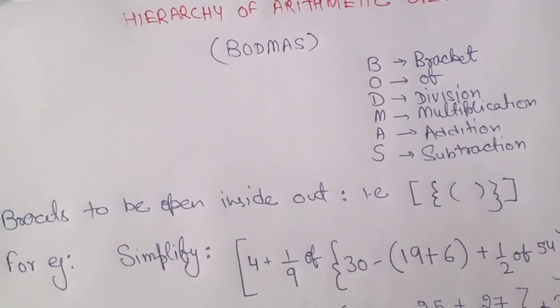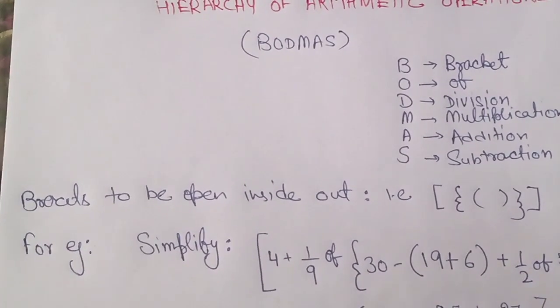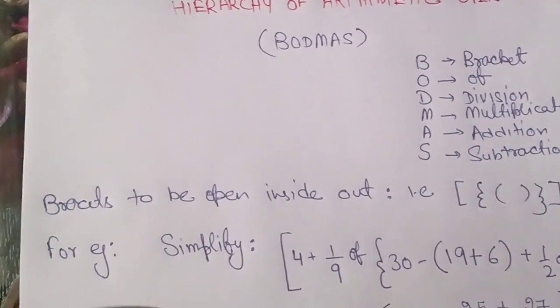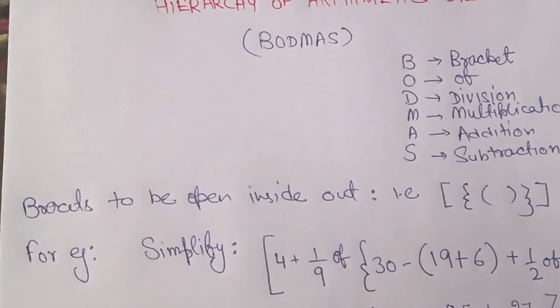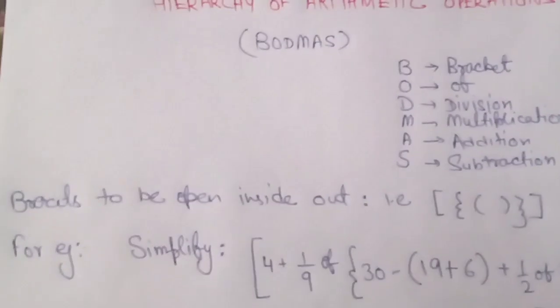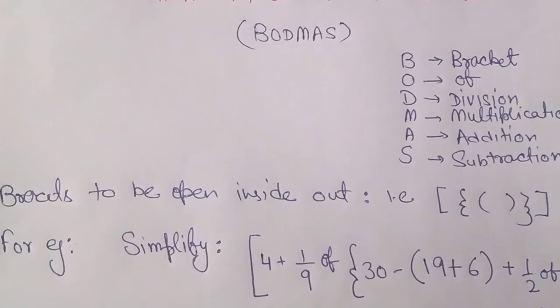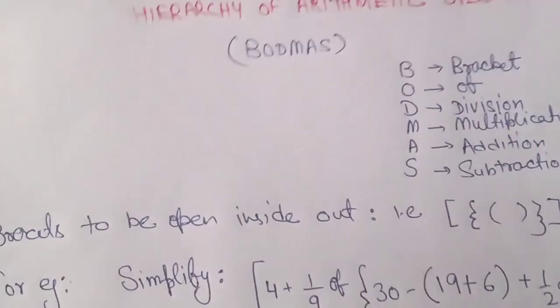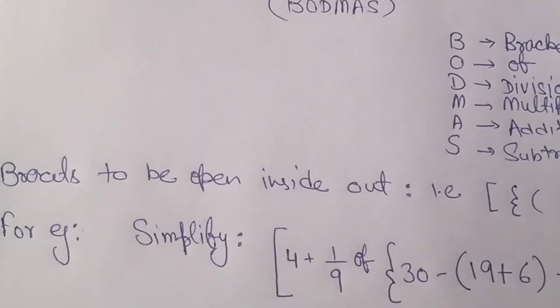Now we have our next topic, hierarchy of arithmetic operations. This is basically driven by the rule BODMAS. In BODMAS, B is bracket, O is of, D is division, M is multiplication, A is addition and S is subtraction. You will get various questions on these arithmetic operations. You need to calculate the final answer.